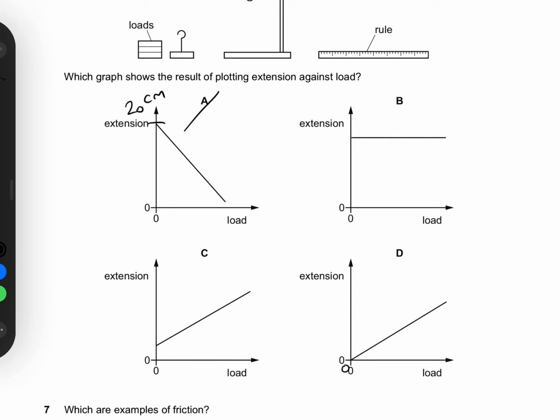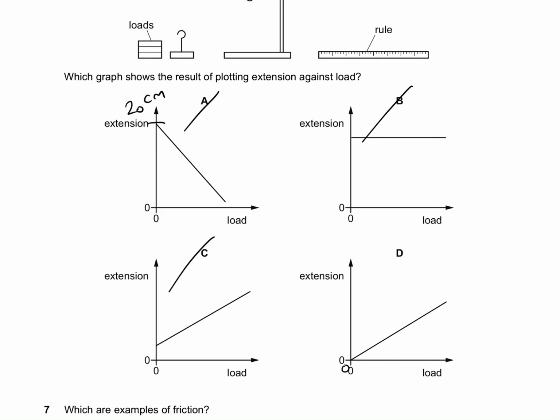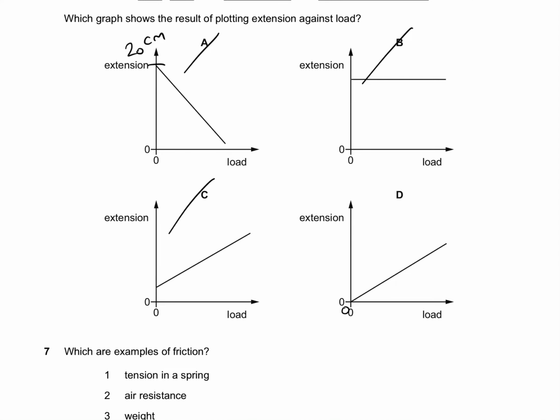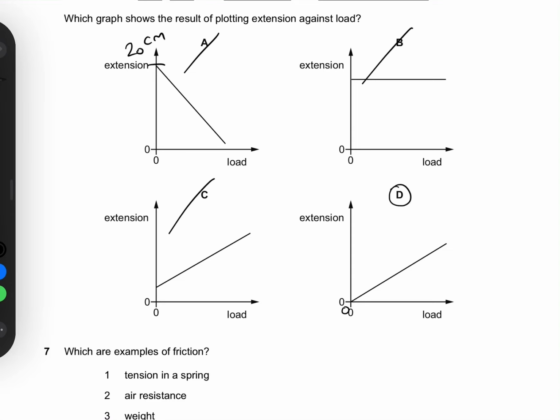So A is ruled out, B is ruled out, the extension is not a constant line, C is ruled out as well. The extension is initially 0, and it starts going up until it reaches the point known as the limit of proportionality, where the elastic limit will be reached and the spring can no longer go back to its original position. That is known as Hooke's law. The answer is thus D.